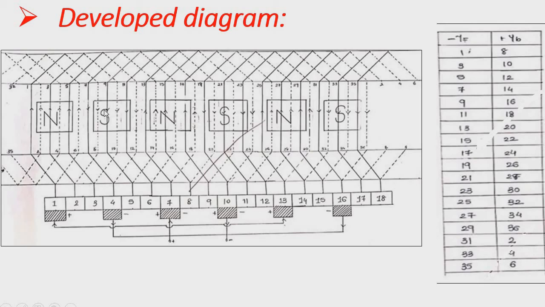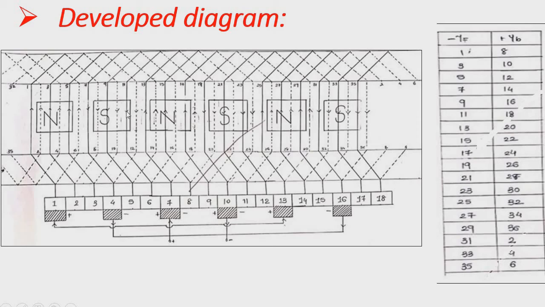Always consider the two adjacent poles as opposite polarity, like N and S. Now, after drawing these poles, we have to give directions to the conductors. So again, there are 6 conductors under one pole, so provide upward direction of current to the first 6 conductors.